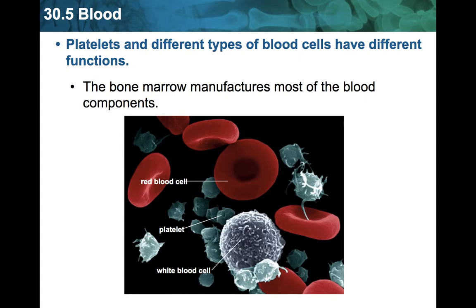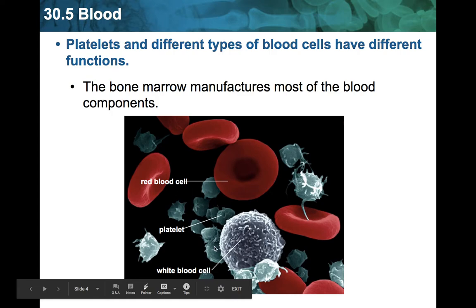So bone marrow is what produces most of your blood components, mainly your red blood cells. So the components of red blood cells are mainly coming from your bone marrow. These are what platelets look like under a microscope. This is a white blood cell here. And then these are red blood cells.